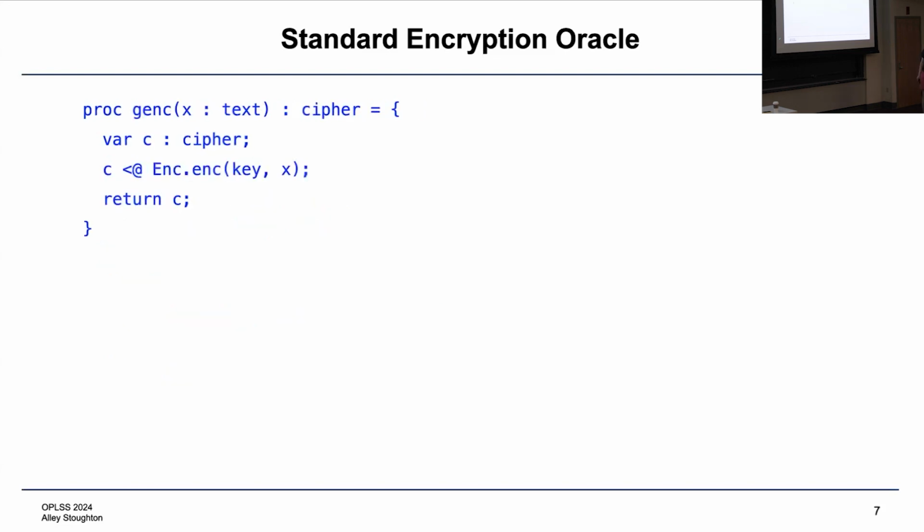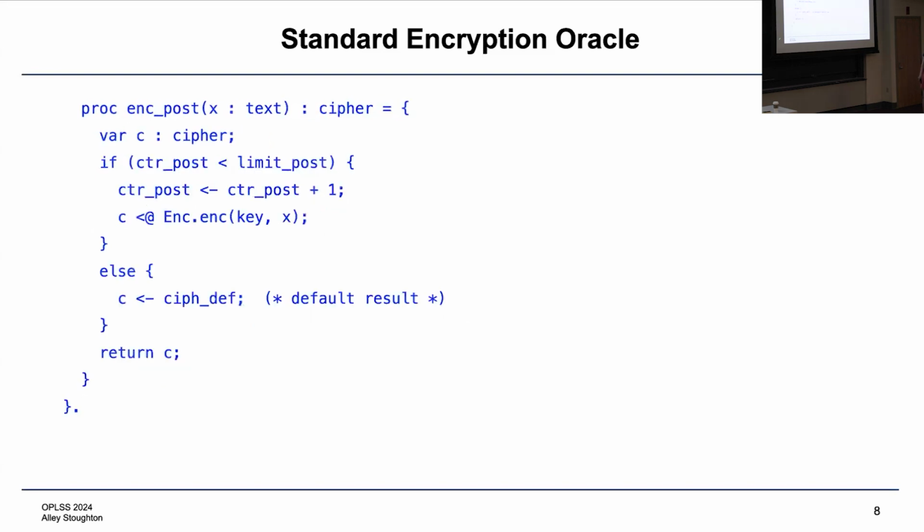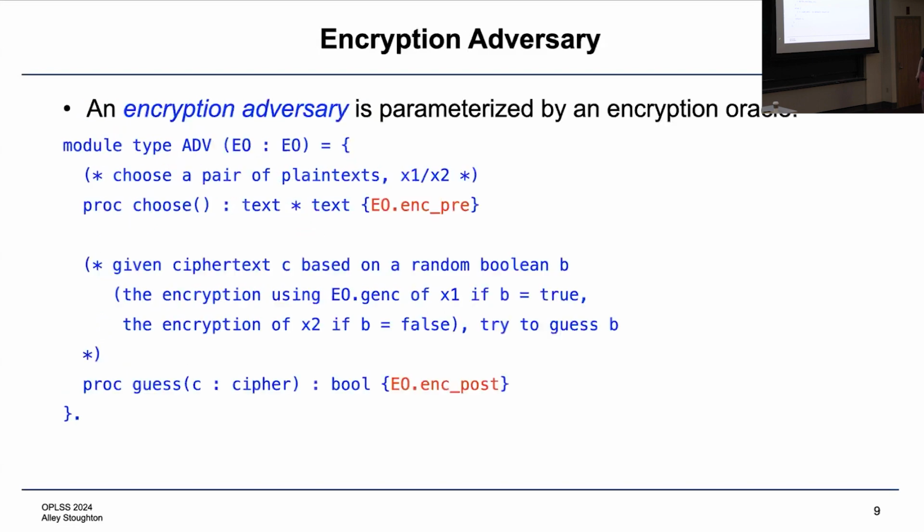GENC is what the game in CPA game is using. It encrypts using the key with no limit. Enc post is like enc pre, except that the counter is counter post and the limit is limit post. And then what's an adversary against the scheme? An attacker of the scheme. It's something that has access to some encryption oracle, like the standard one that we just saw. We can give it access to an encryption oracle.